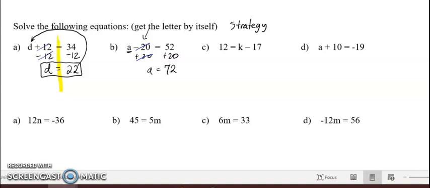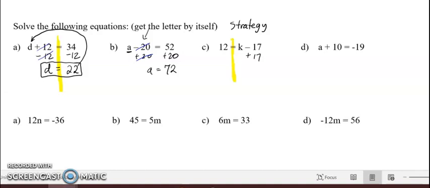The next question has the variable on the other side of the equation. But don't let that bother you. Just make sure you're going to keep it on the right-hand side. And you say, what is invading the territory of this letter? Why is the k not by itself? Well, there's a 17 there. It's a negative 17 that's being added to it, or a minus 17, whichever way you want to look at it. But you're going to have to do the opposite.